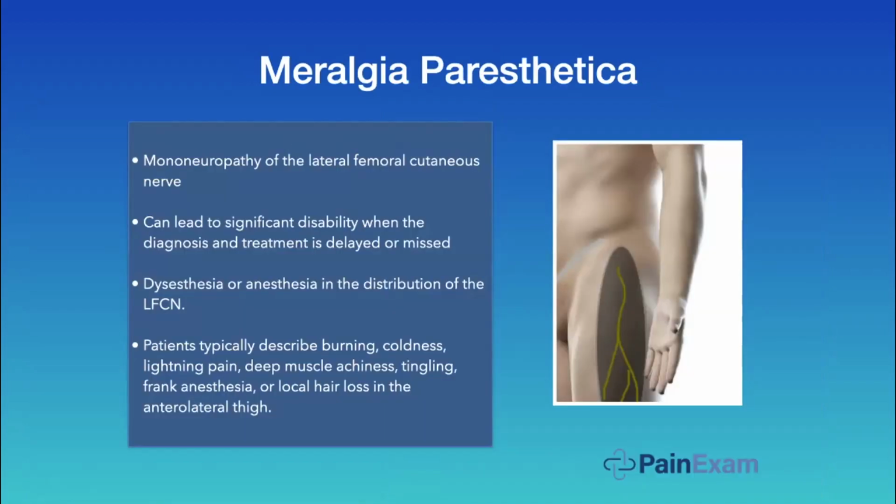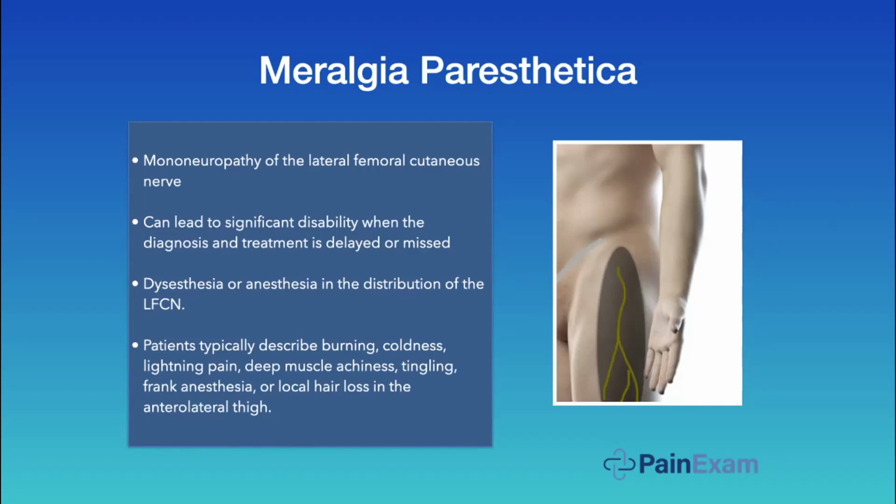Neuralgia paresthetica is a lateral femoral cutaneous mononeuropathy. It can be misdiagnosed, there are a lot of mimickers. It can be misdiagnosed as hip pain, radiculopathy, greater trochanteric bursitis. Typically, there's dysesthesia or anesthesia in the distribution of the lateral femoral cutaneous nerve. Patients will report burning, coldness, lightning-like pain, deep muscle achiness, tingling, anesthesia, or hair loss in the anterior lateral thigh.